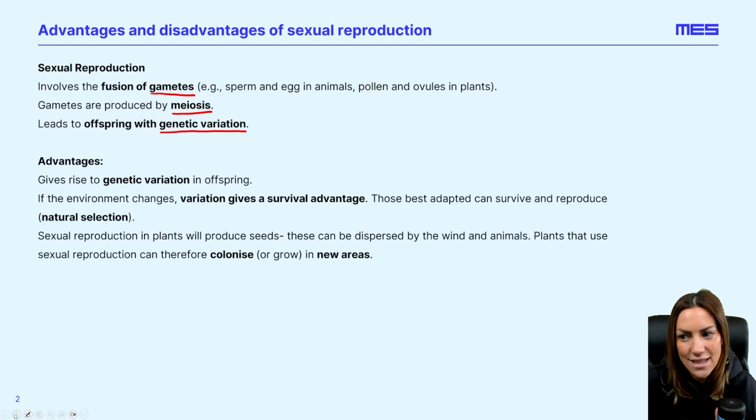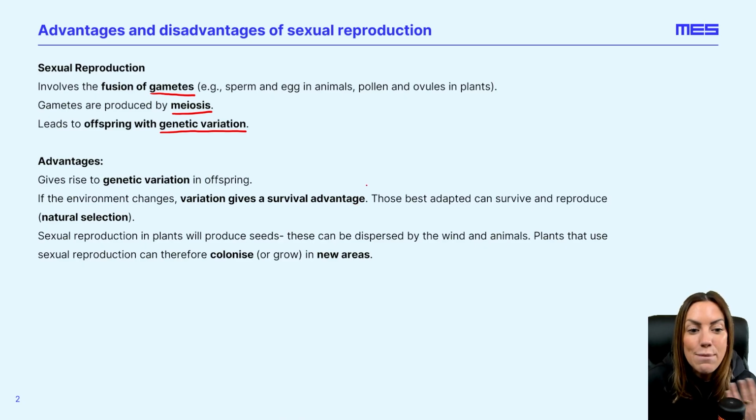Now, what are the advantages of this? Well, it means that there will be genetic variation in the offspring. All the offspring will be genetically different. And this is an advantage because it does increase the survival chances of that population. For example, if there's a change in the environment, maybe a new disease is introduced, for example, variation will give a survival advantage because there is genetic differences in the organisms in that population.